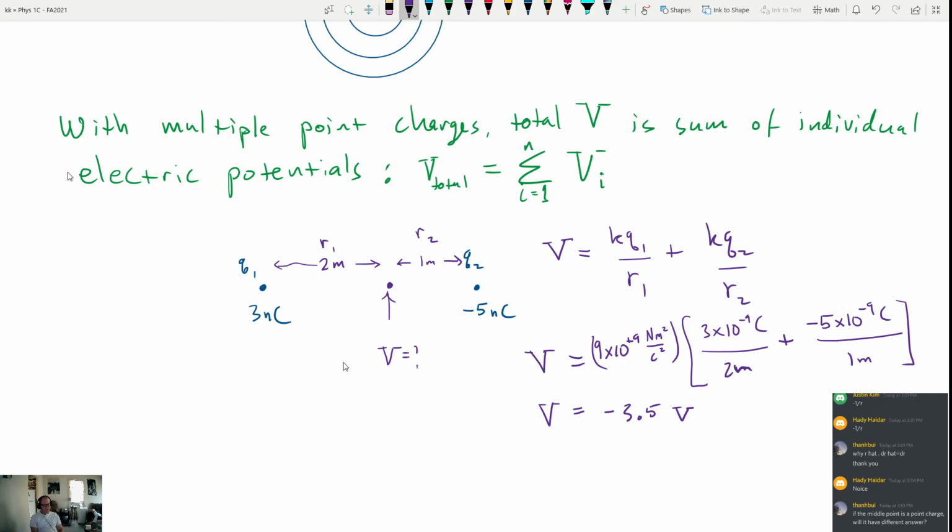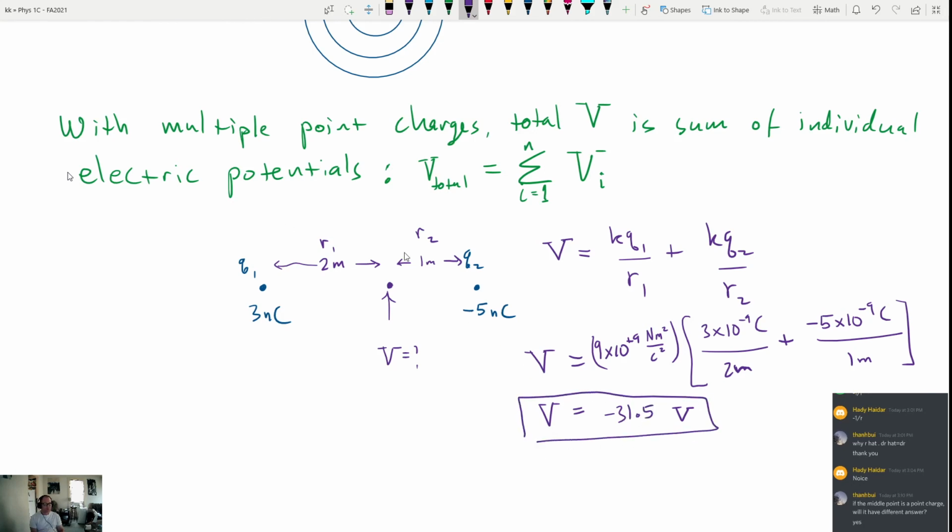If the middle point is the point charge, we'll have a different answer. Do you mean if I add another point charge in here, will you get another answer? Yeah, of course. If I add more points, it will definitely change the answer. But for every one that you add, you just add another term. That's all you have to do. It's much easier than what we've done in the past because we don't have vectors anymore. If we wanted to find the electric field due to these two charges, we'd have to draw vectors, but we don't have to do that anymore.